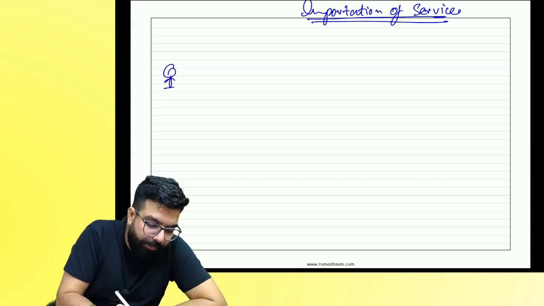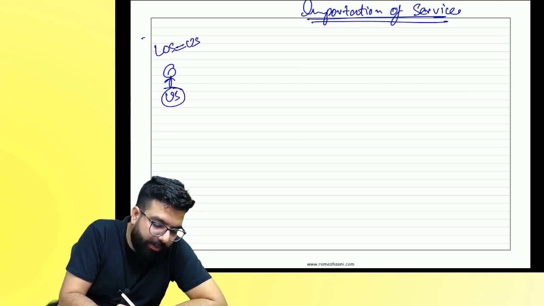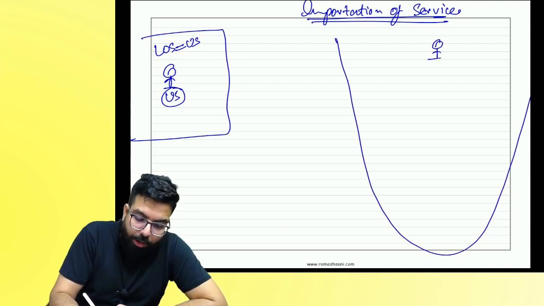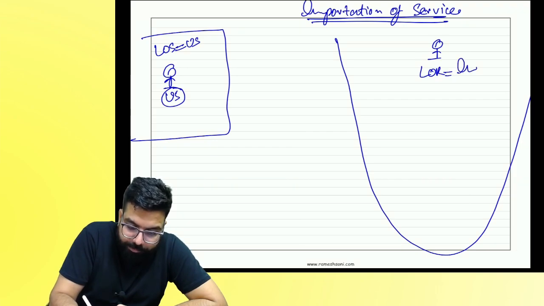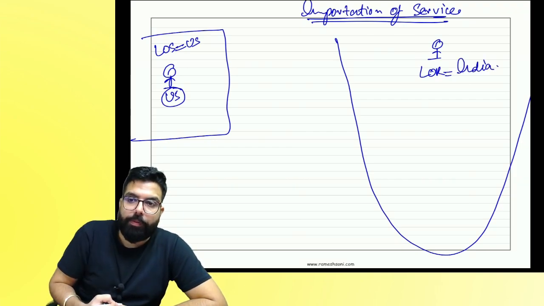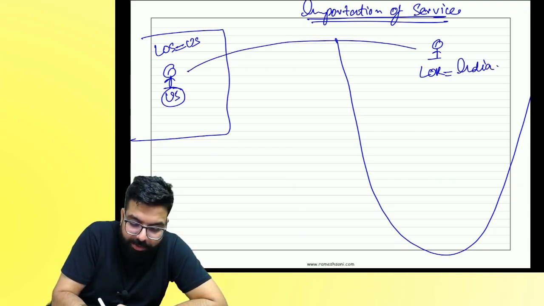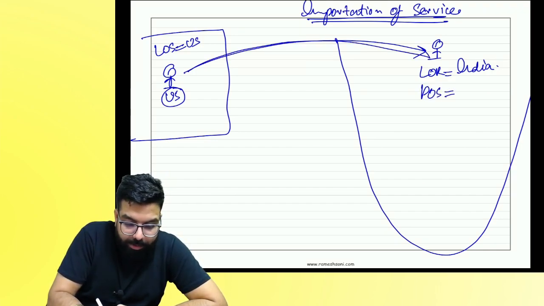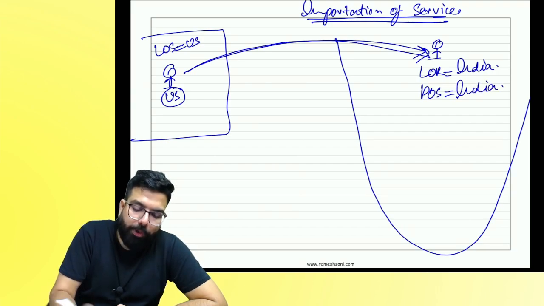So there's one person. He's in the US. Location of supplier is where, everyone? US. This is India. Location of recipient is where? India. He gave the services in India. What is the place of supply? Where is he supplying the service? Then it is known as importation of service.